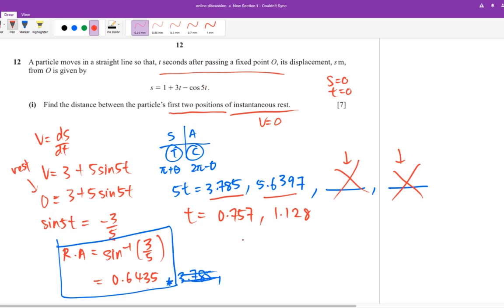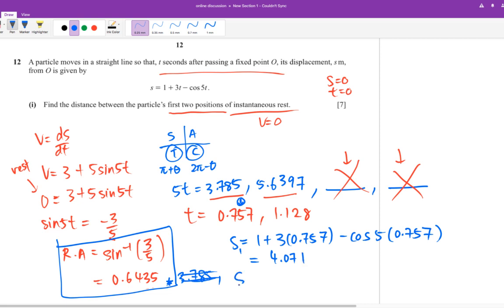So I will sub into the first one. Let me use blue maybe. I will say S1 when I sub the first value here. So it should be 1 plus 3 times 0.757 minus cos 5 times 0.757. You just type this into your calculator, nothing very special here. Yeah, it's 4.071.